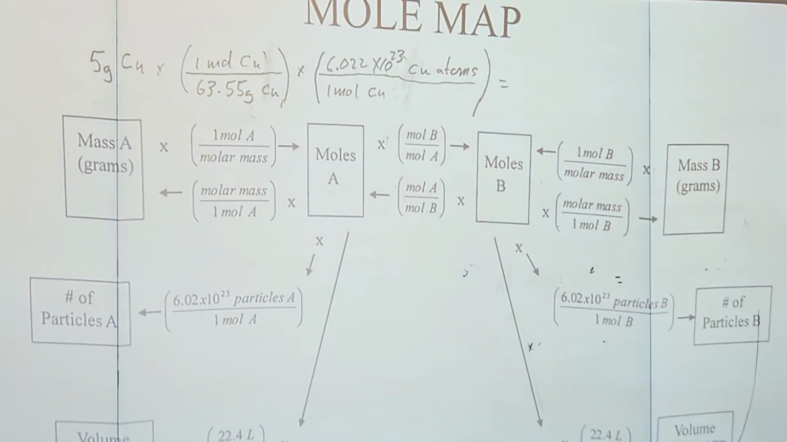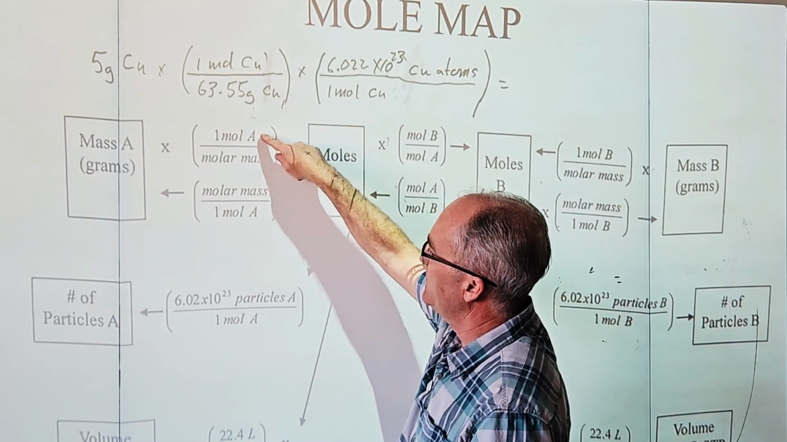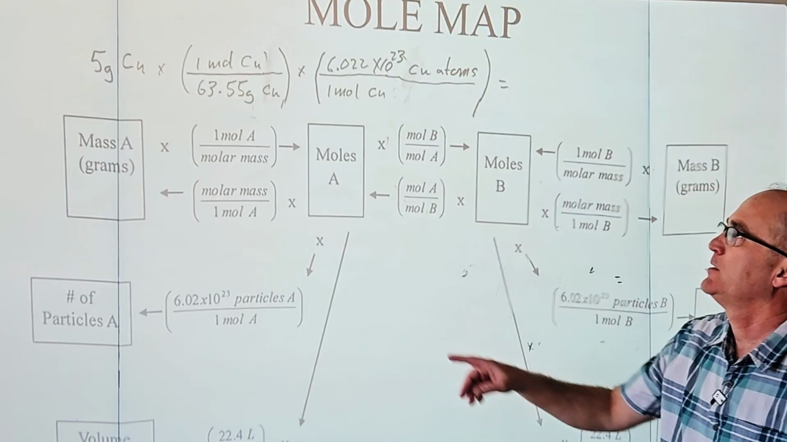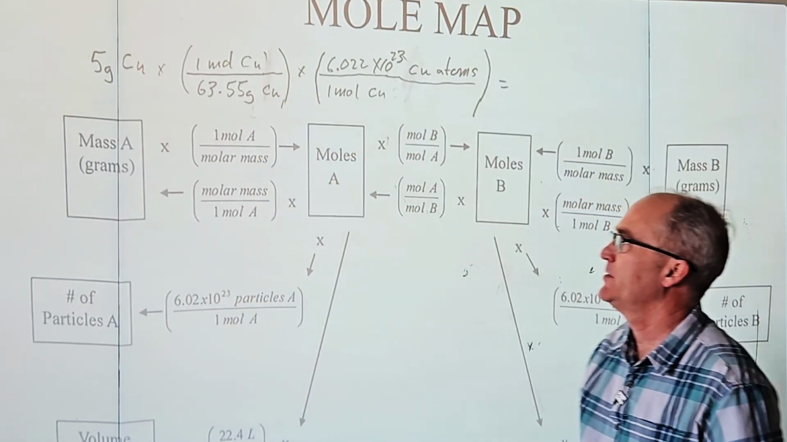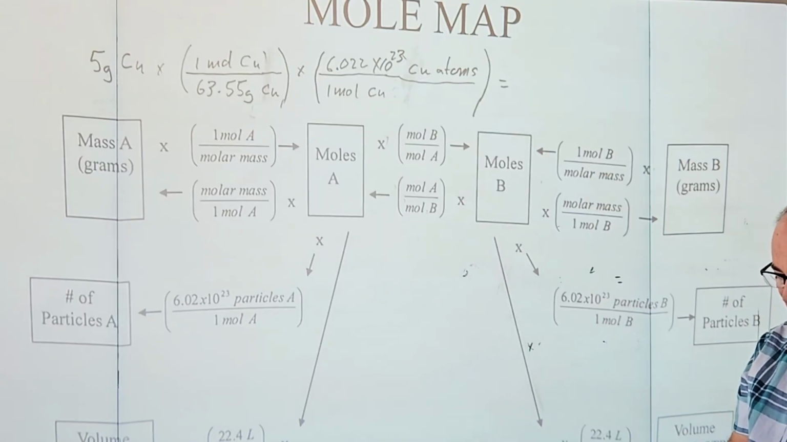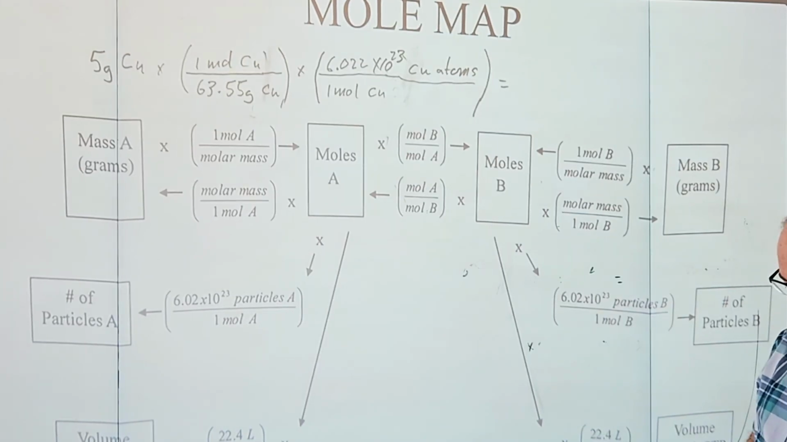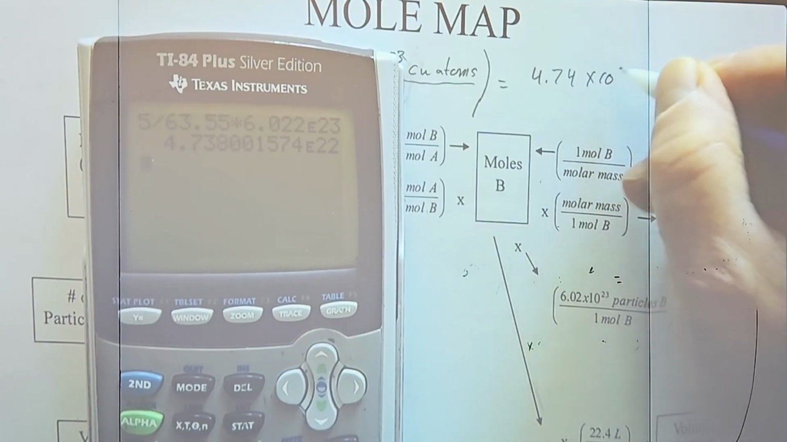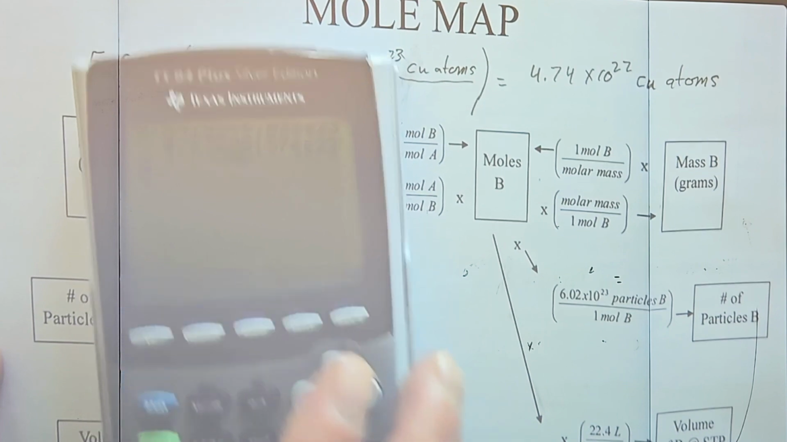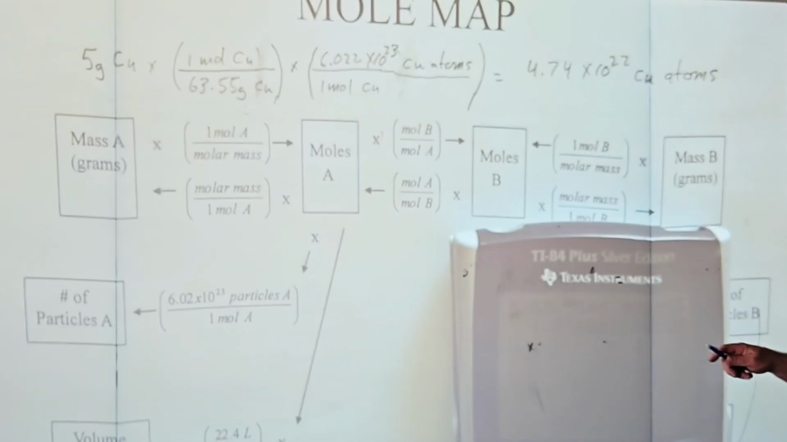So I go 5 grams. I'm multiplying this thing that says 1 mole of something over its molar mass. In this case, 1 mole of copper over 63.55. So here we go, divide 63.55. And then I'm going to multiply by 6.022 times 10 to the 23rd. I'm getting lazy, so I'm going to start rounding. So notice what happened. Let me leave that up there, but it's all washed out. You can hardly see it.